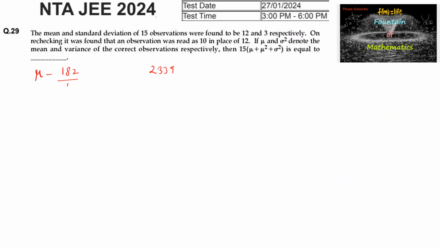The mean and standard deviation of 15 observations were found to be 12 and 3 respectively. On rechecking, it was found that an observation was read as 10 in place of 12. If mu and sigma square denote the mean and variance of the correct observations, then find 15 times (mu plus mu square plus sigma square).